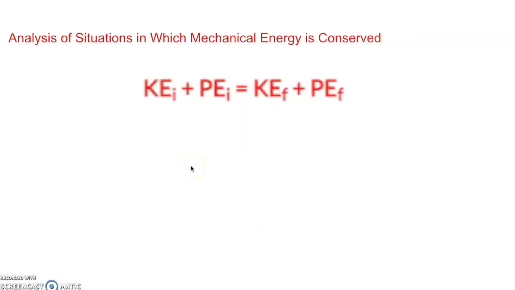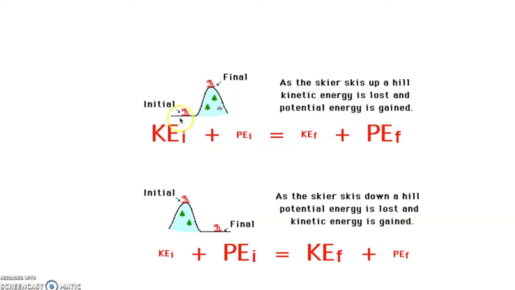And now we're going to look at when there's no work, when mechanical energy is totally conserved. So we're going to look at these situations. Same equations as before, but no work. These are easier. So let's take, we're here skiing and we go up a hill.